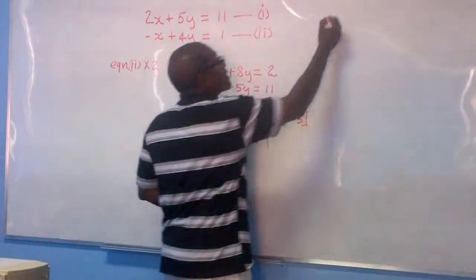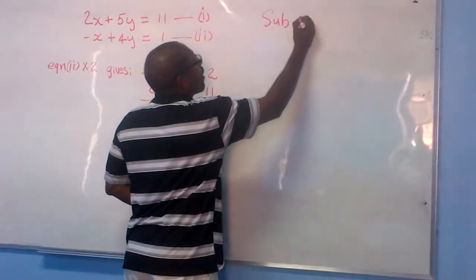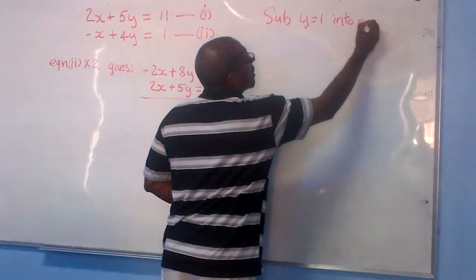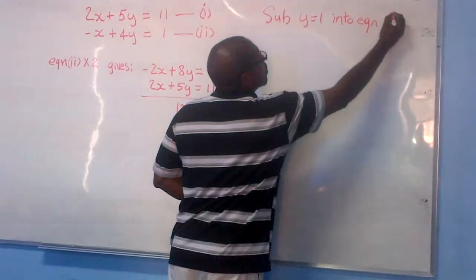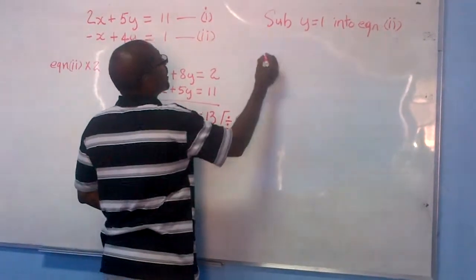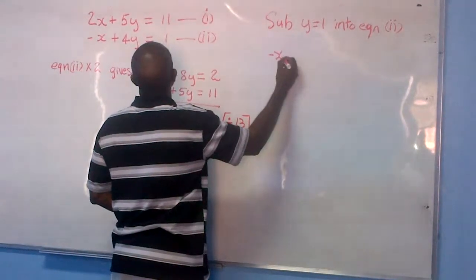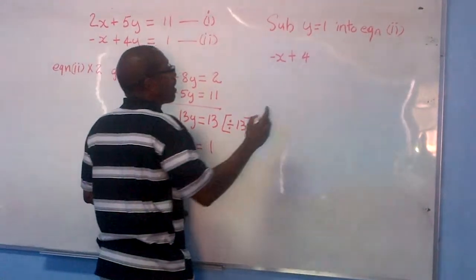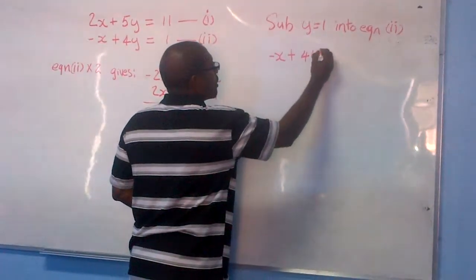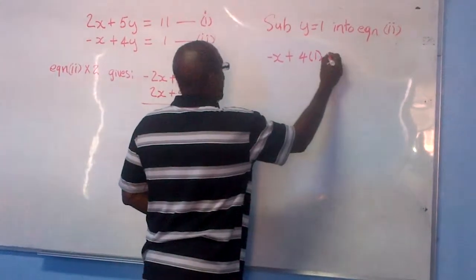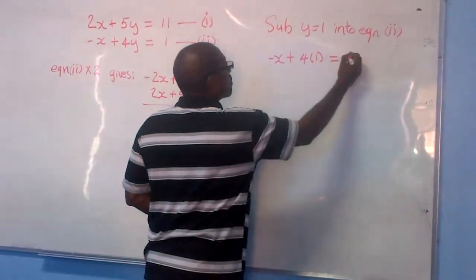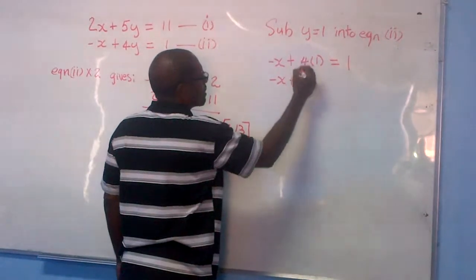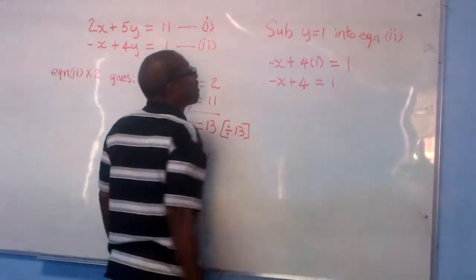So we will substitute y equals 1 into equation 2. So equation 2 reads negative x plus 4y, but we know that y is equal to 1. So it will be 4 times 1, we'll put that 1 in brackets, and all of that is equal to 1. So we have negative x plus 4 times 1 is 4 equals 1.